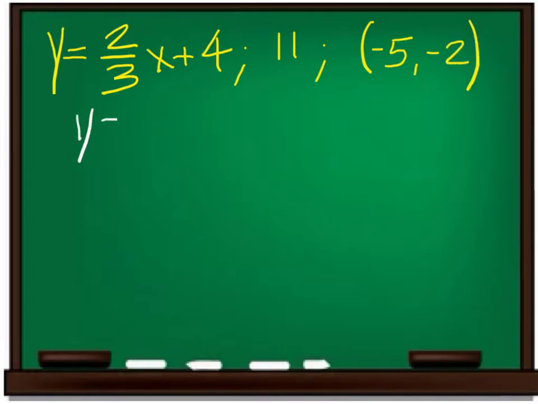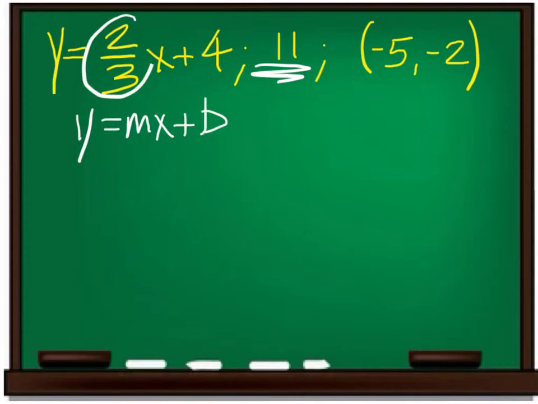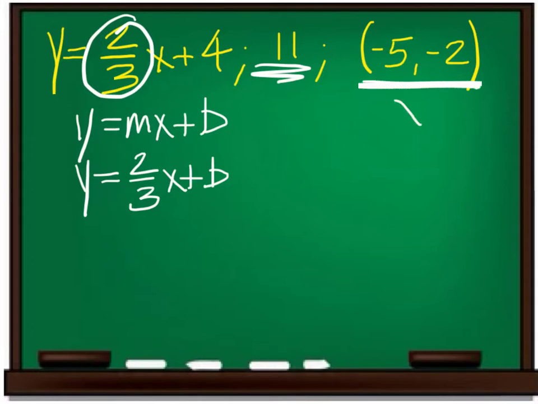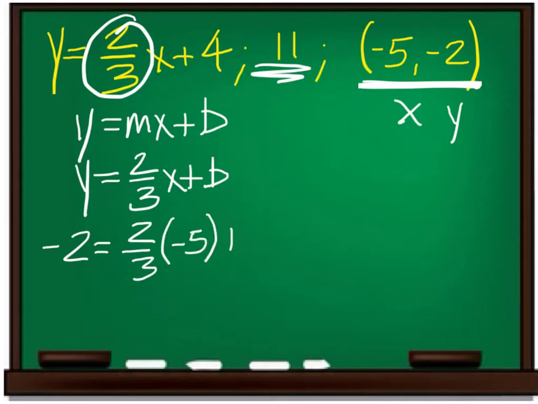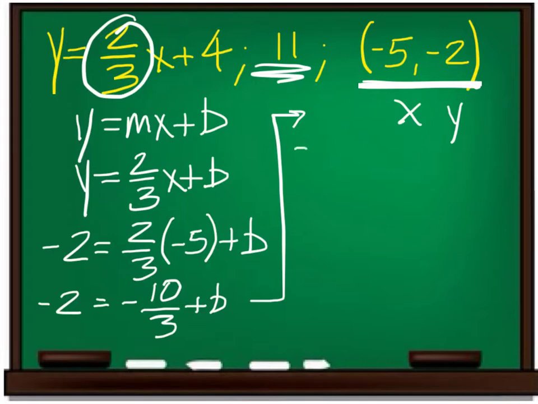Start with y equals mx plus b. Since it's parallel, you're going to use this slope, 2/3. Plug in this point, x y. -2 equals 2/3 times -5 plus b. Simplify here to get a -10/3. And move that to the other side and make it plus 10/3.